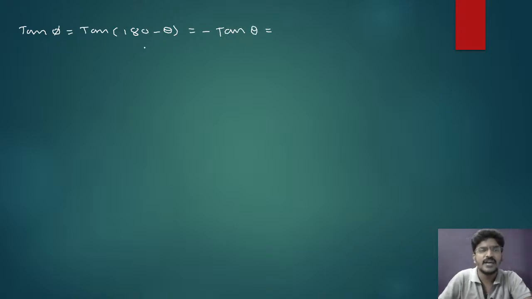Tan phi equal to tan of 180 minus theta. That is minus tan theta, because tan is negative in the second quadrant. We all know that in the second quadrant tan is negative. So tan of 180 minus theta is minus tan theta. That will be minus of, what is tan theta? Tan theta is m2 minus m1 divided by 1 plus m1 into m2.